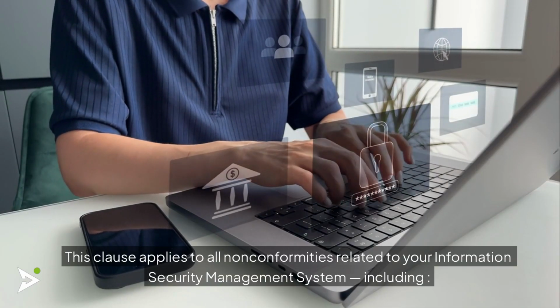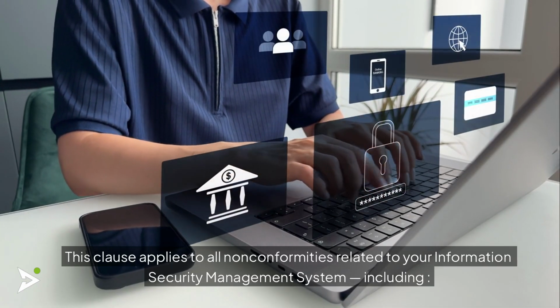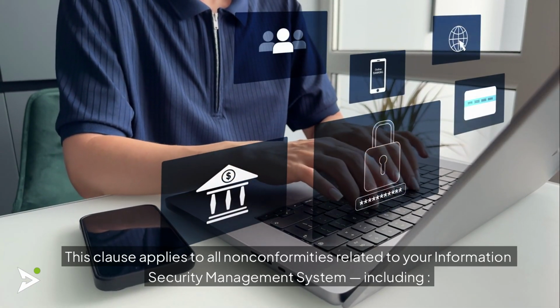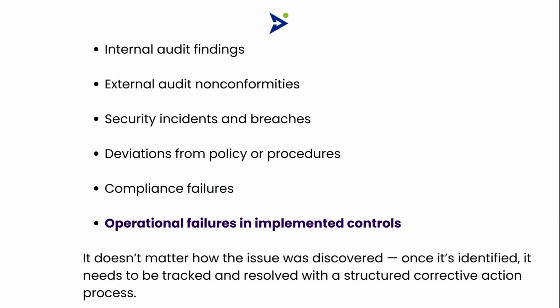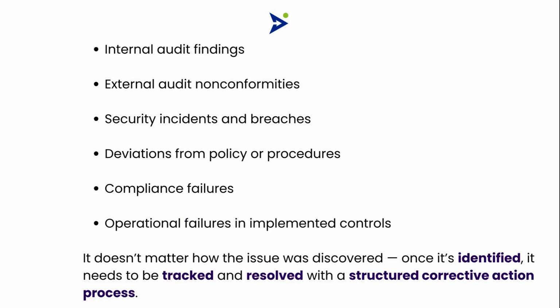This clause applies to all nonconformities related to your information security management system, including internal audit findings, external audit nonconformities, security incidents and breaches, deviations from policy or procedures, compliance failures, and operational failures in implemented controls. It doesn't matter how the issue was discovered. Once it's identified, it needs to be tracked and resolved with a structured corrective action process.